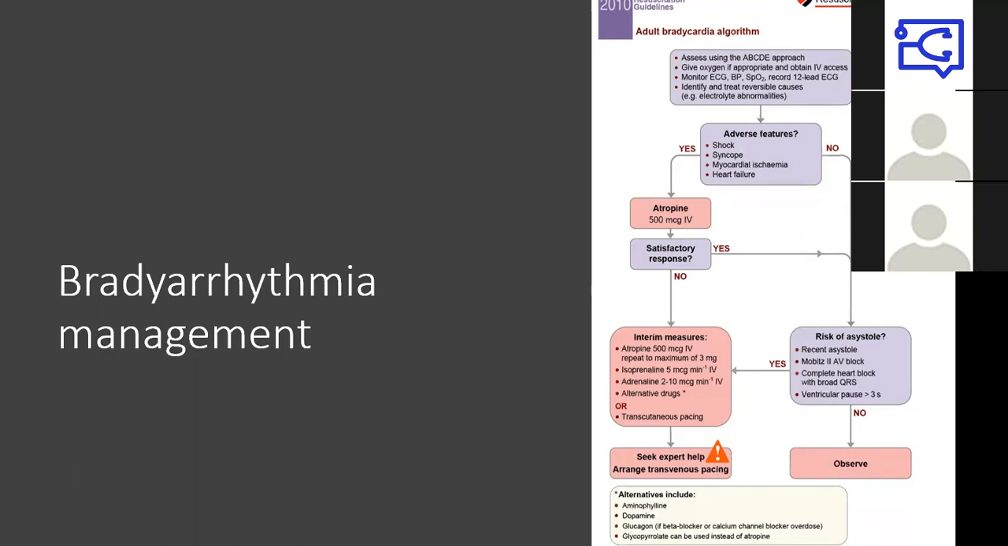Adrenaline and things. So realistically now, if you're thinking about using these agents, you need to be moving to transcutaneous pacing. With this chap with a complete heart block, you would be thinking of transcutaneous pacing, but in the immediate thing, you're not going to be able to organize that. You need to give something to help, so you will give the atropine that we've described.